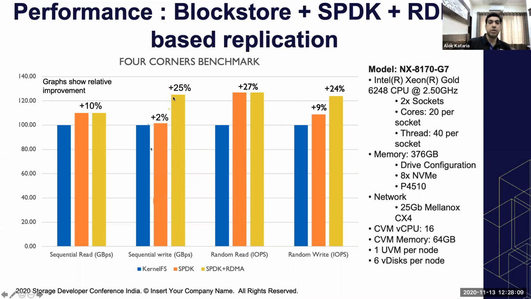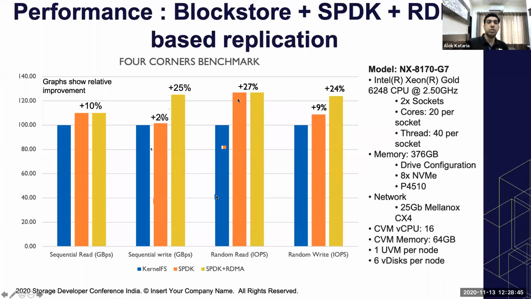Though with RDMA, wherein we are able to get rid of the context switches on the replication path as well, we see that we get a combined improvement of about 20% compared to the kernel file system implementation, which used TCP/IP. Similarly, for the random read and the random write workload, the random workloads are happening at a granularity of 4K block. And we see over here that we get about 27% improvement with Blockstore and SPDK.